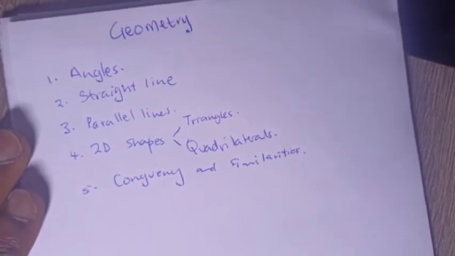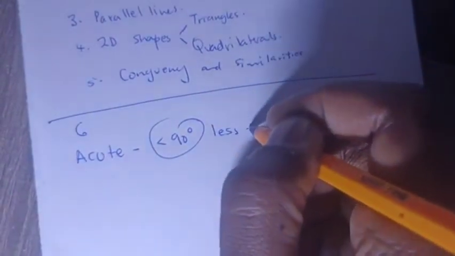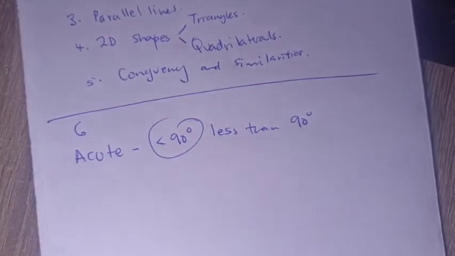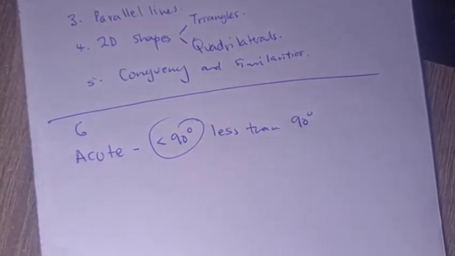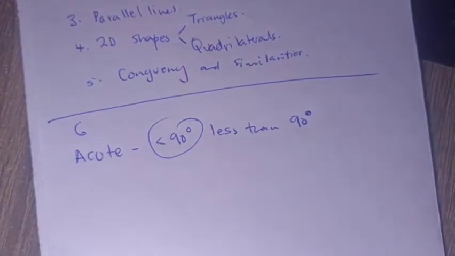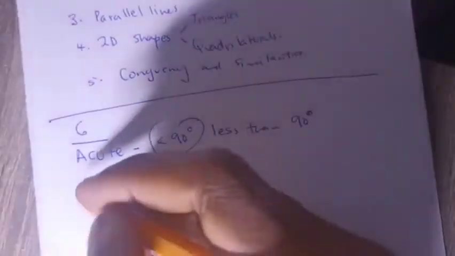So let's start with angles. Firstly, how many angles do we have? We have 6 kinds of angles. We've got acute angle. Acute angle is any angle that is less than 90 degrees. So anything like 59 degrees is an acute angle. Remember, degrees are measured with this sign to show that we're measuring angles. So if they ask you what is an acute angle, it's an angle that is less than 90 degrees.